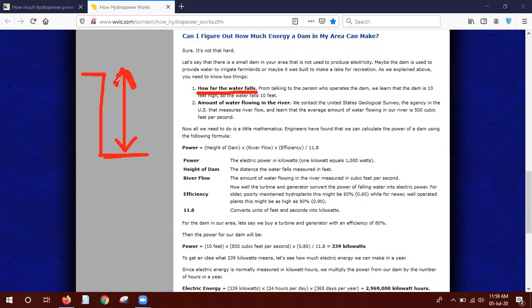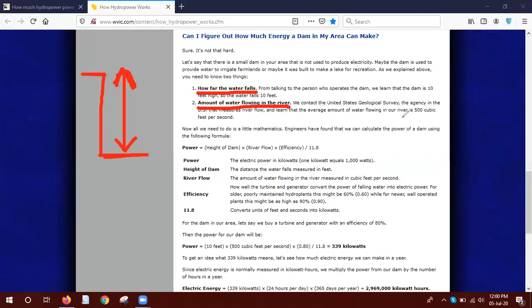The second one is the amount of water flowing in the river. This is critical data that cannot be collected by us; definitely geographical surveyors do this. It is the flow rate of water: in a particular unit time, how much water is flowing. So flow rate or river flow, whatever you say, is basically per second.